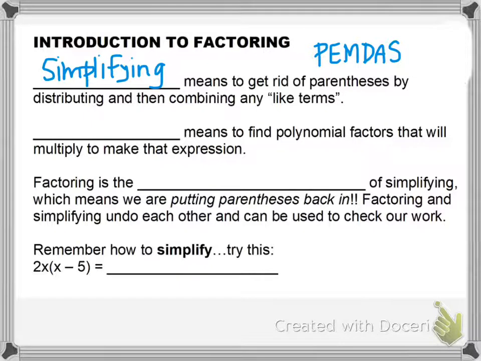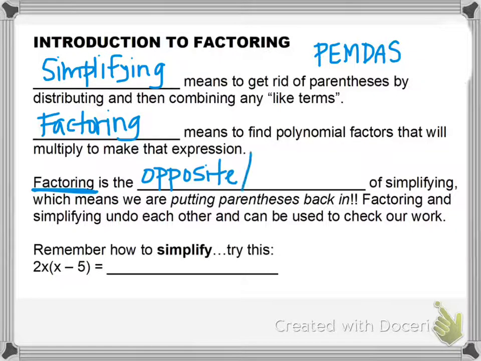This is old stuff. What's new is this concept of factoring. And it's actually the opposite of simplifying. It means to find the factors that will multiply to make that expression. So right now you're like, I don't know what that means. We're trying to figure out what things will multiply to make this larger expression, or larger polynomial. So what we say about factoring is that it is the opposite, sometimes also referred to as the inverse, these are synonyms, of simplifying.